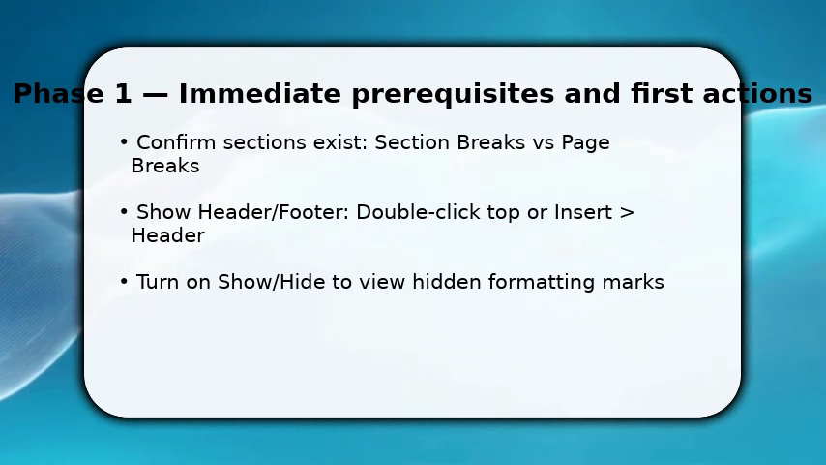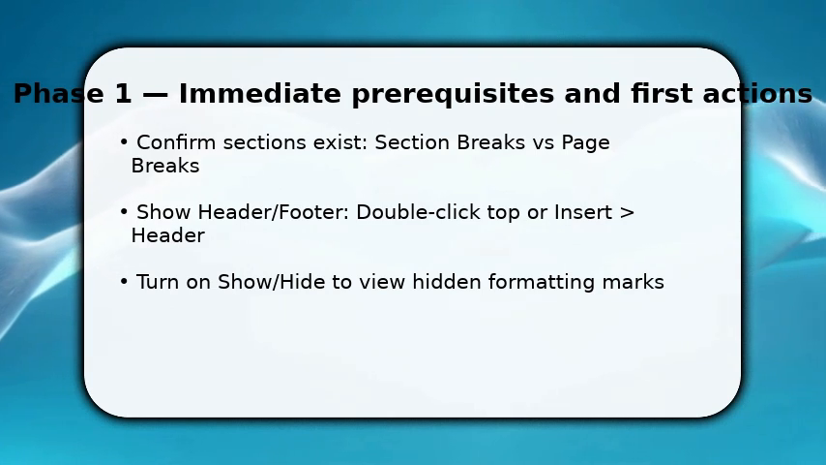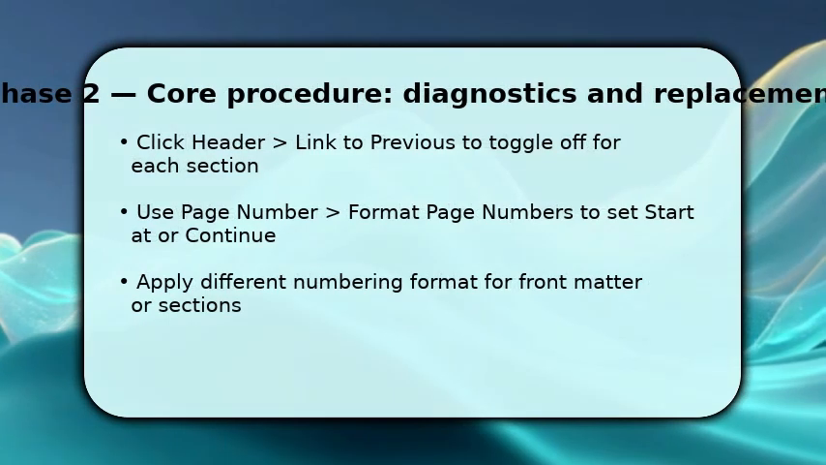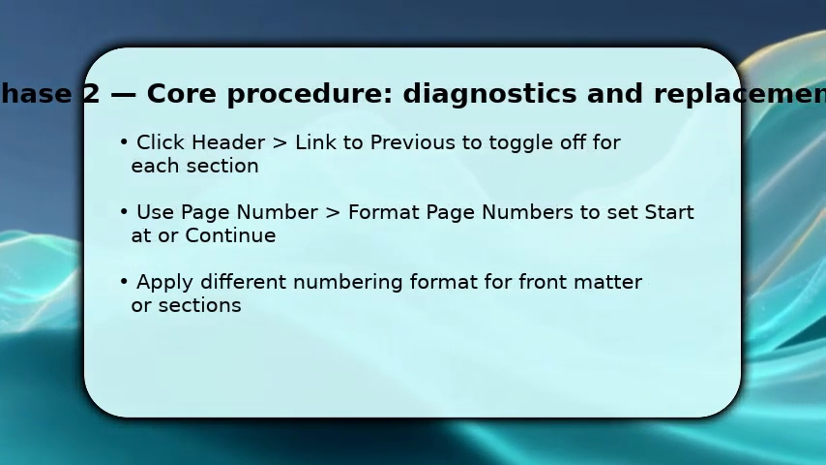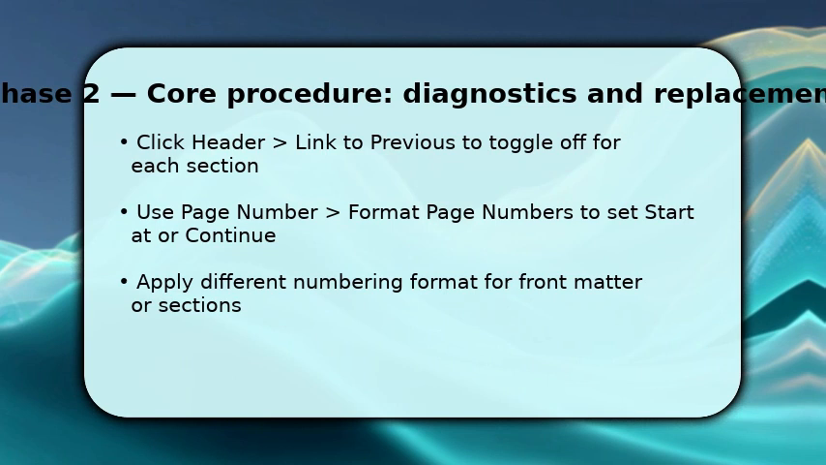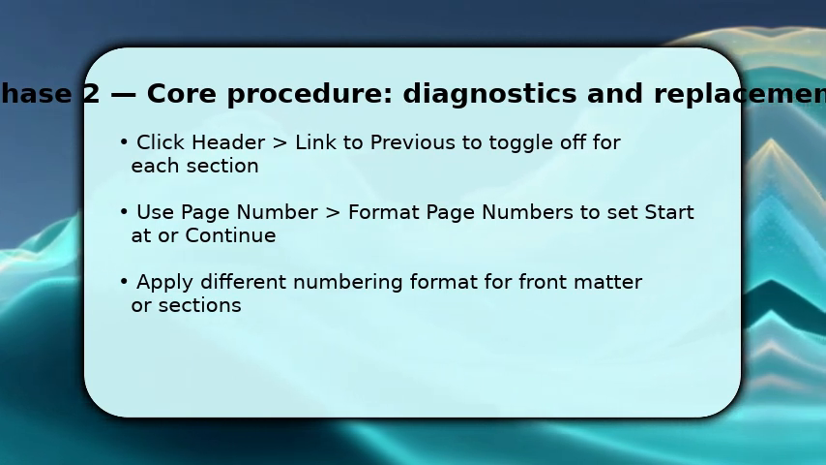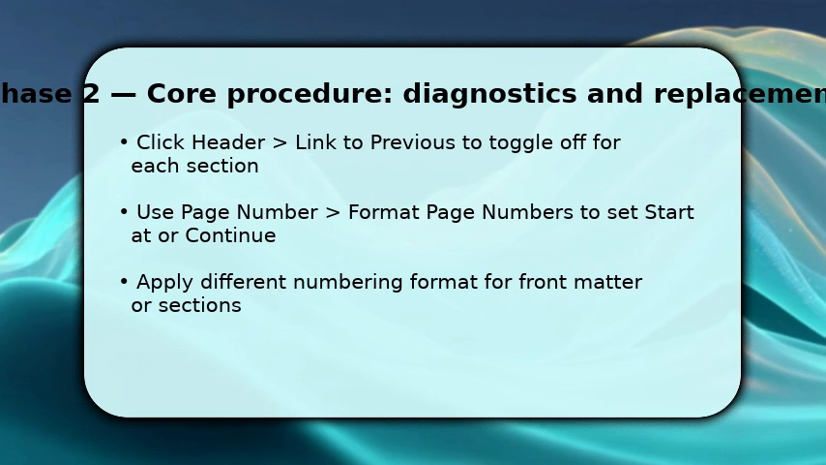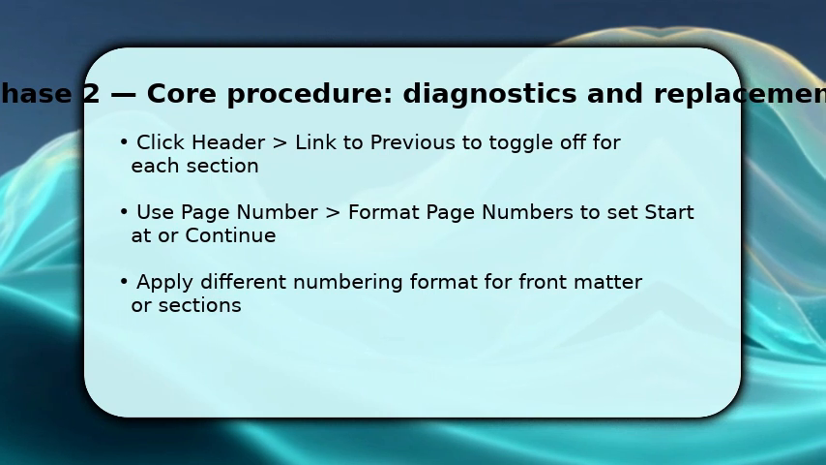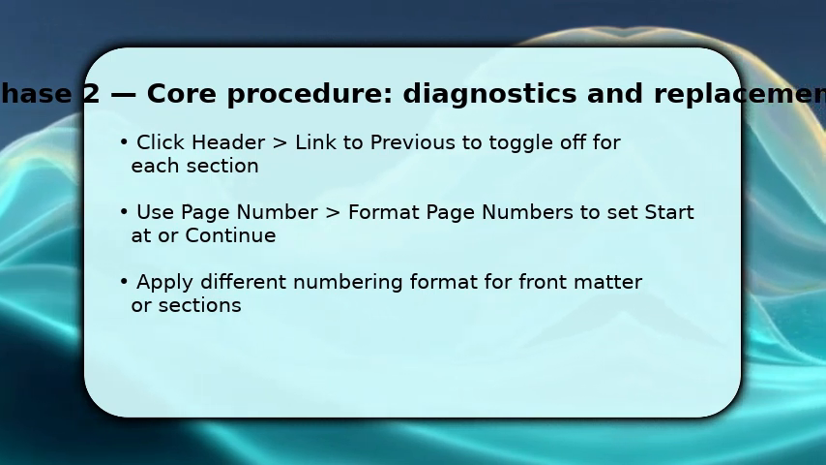Make sure section breaks actually separate the pages where numbering should change, because linked headers will replicate numbers unless you break that link deliberately. Next, you unlink and reset numbering so each section can control its own page numbers. Go to the header in the section that must differ and click Link to Previous to turn it off. Once unlinked, choose Page Number Format Page Numbers and pick Start at 1 or Continue from Previous, depending on intent.